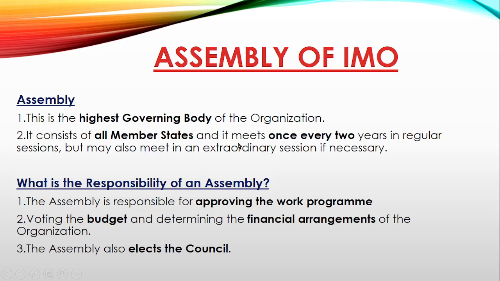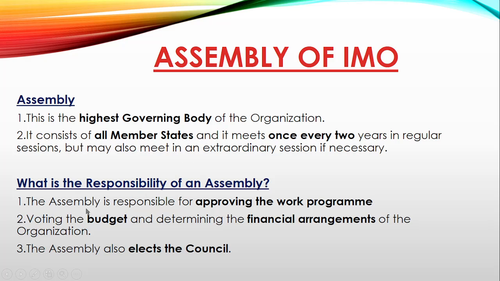It meets once every 2 years in regular session, but also meets in an extraordinary session if necessary. It means that the assembly in normal circumstances meets once every 2 years, and it consists of all member states. The assembly is the highest governing body. Now we know what an assembly is. Now what is the responsibility of an assembly?